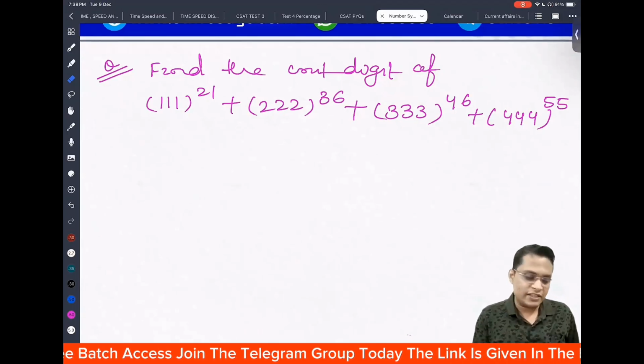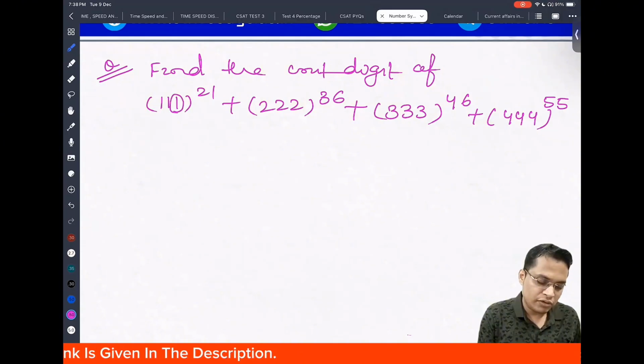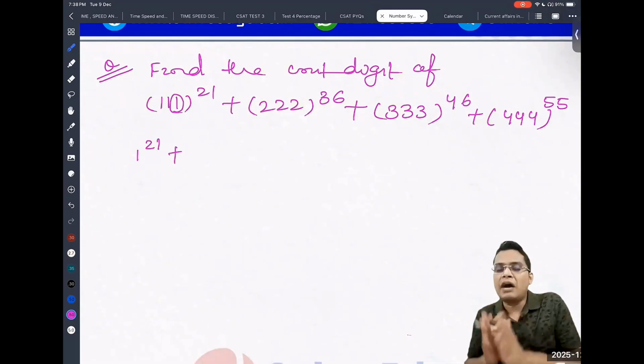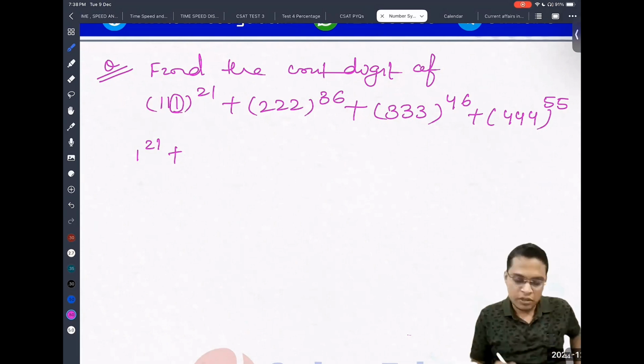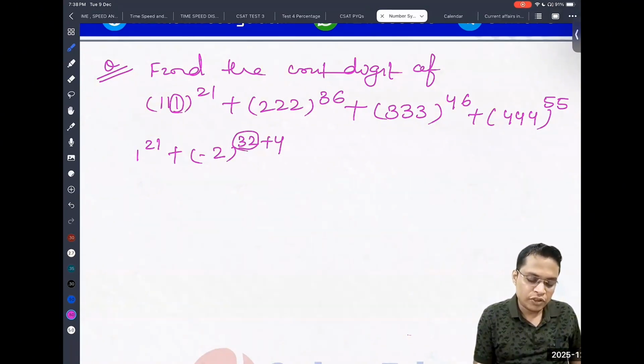So this is a very interesting question. This is asking what is the unit digit of this value. So we are concerned about the unit digit now. So 1 to the power 21. Whatever may be the power of 1, it will always give you 1. So next is 2, whatever may be the value, 2 to the power 36. Now I can write 32 plus 4, that means multiple of 4 plus something.